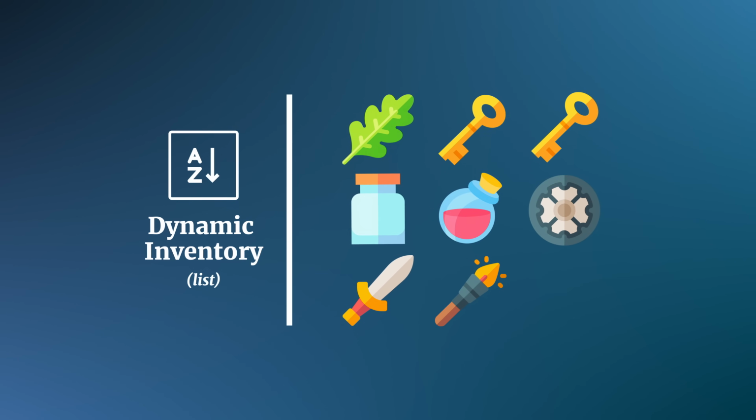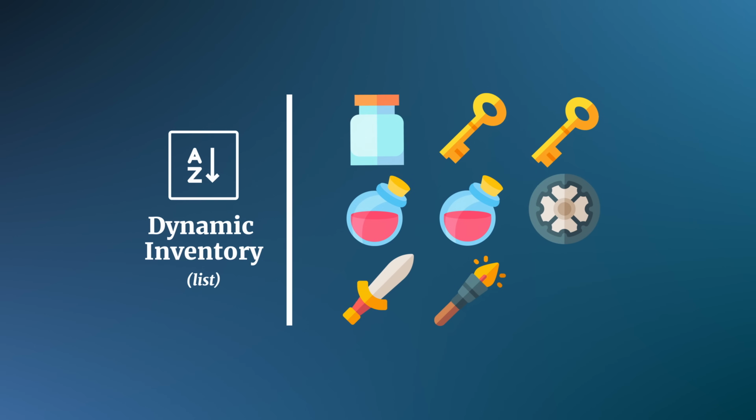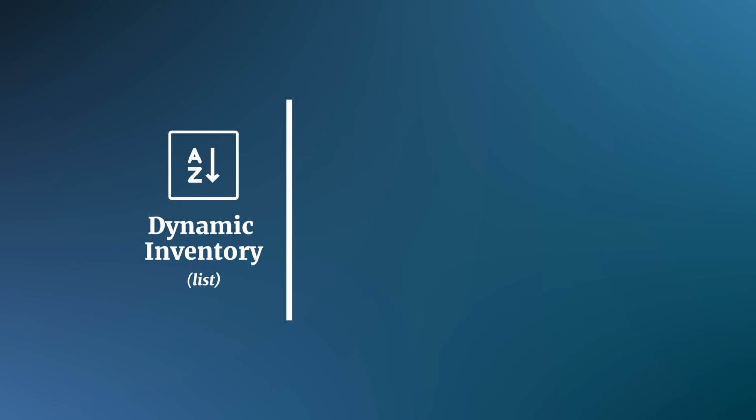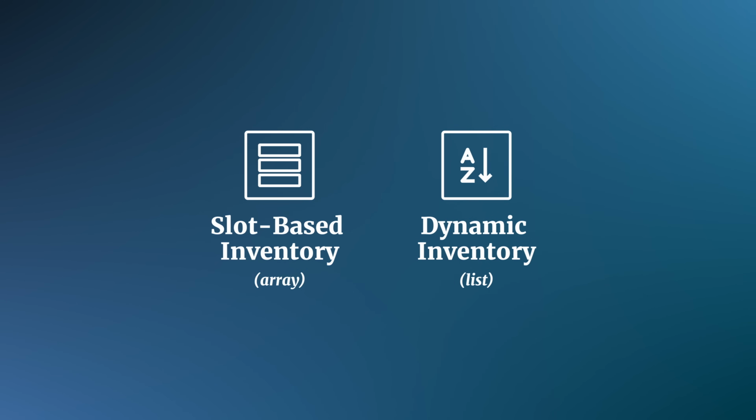Lists don't work like this. Instead, they're more like groups of objects that you can add to, remove from, or sort, and that are defined by what's in them, not what they are. As a result, if you want to create a slot-based inventory, where sections of the container can be specifically empty, you'll need to use an array. Otherwise, if you just want to keep your items together, consider using a list of items instead.